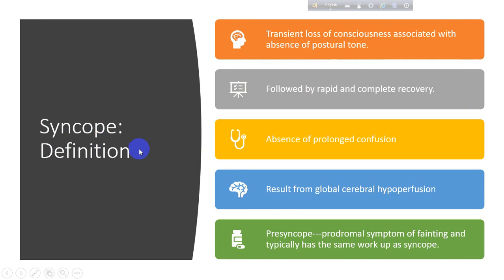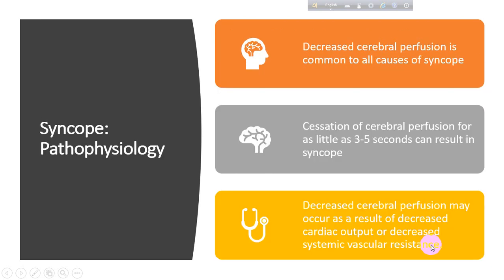Now, syncope definition. Syncope is a transient loss of consciousness associated with absence of postural tone, followed by rapid and complete recovery, with absence of prolonged confusion, resulting from global cerebral hypoperfusion. Pre-syncope is prodromal symptoms of fainting, and typically has the same workup as syncope.